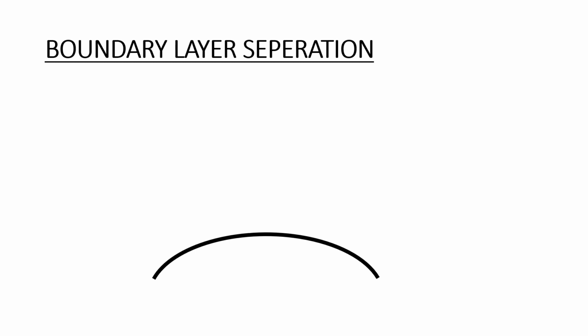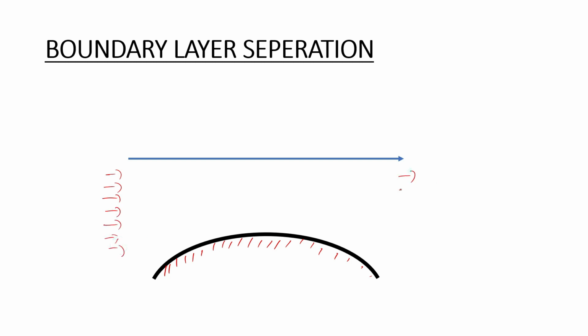What exactly is boundary layer separation? In order to understand boundary layer separation, take a solid body. This is your boundary, or the solid body, above which there is a flow. On top of it you can see that there is a streamline, and between this streamline and this boundary there is a flow. Flowing. Exit is here.